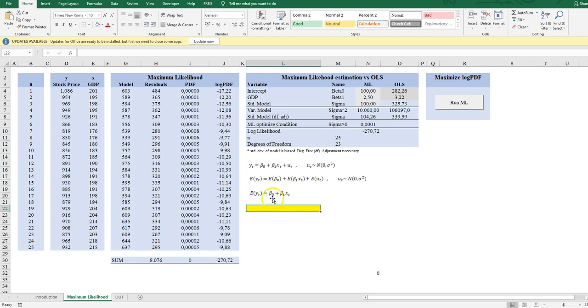And we need to estimate beta 0, we need to estimate beta 1. These are the parameters in the linear relationship, but in order to do statistical tests, we also need to parameterize or estimate the standard deviation or variance up here.